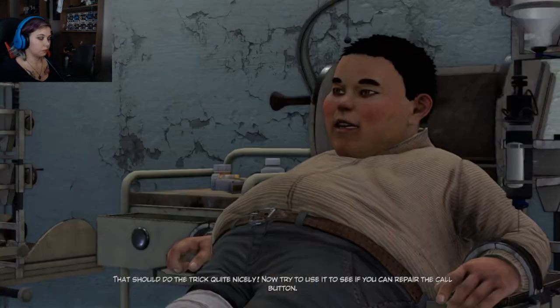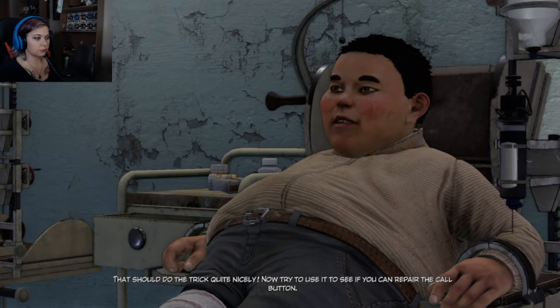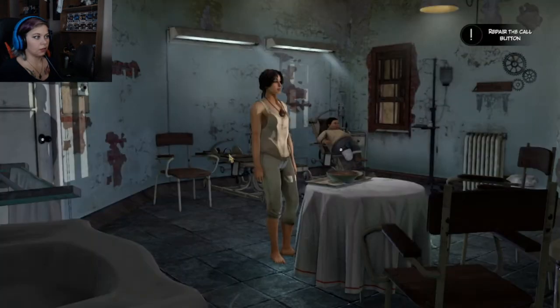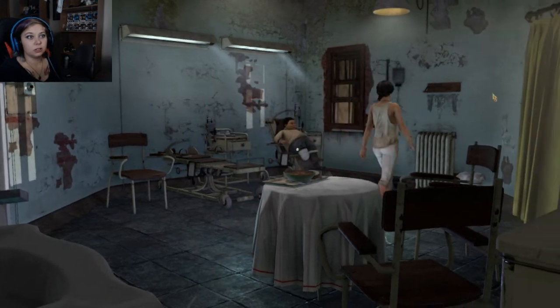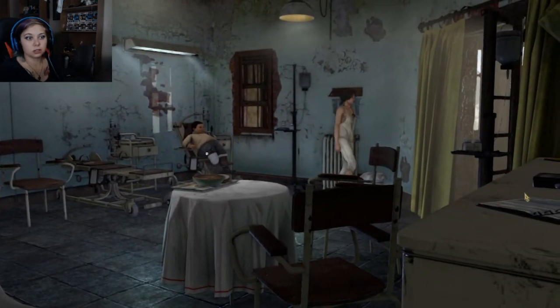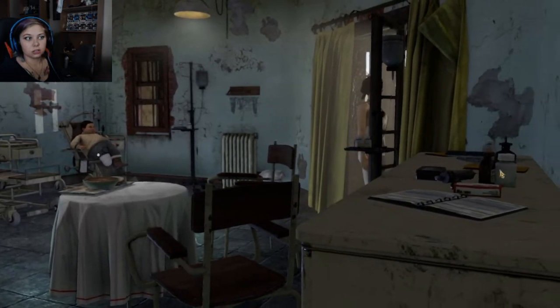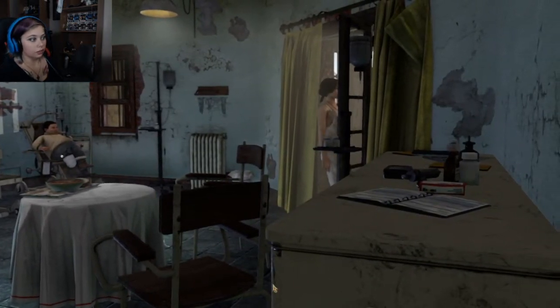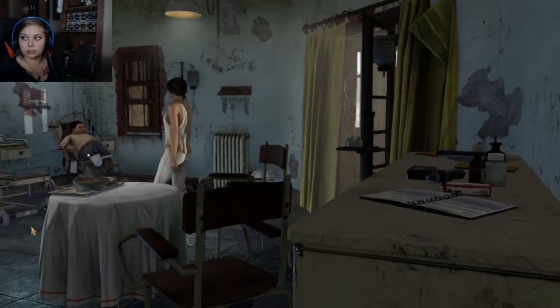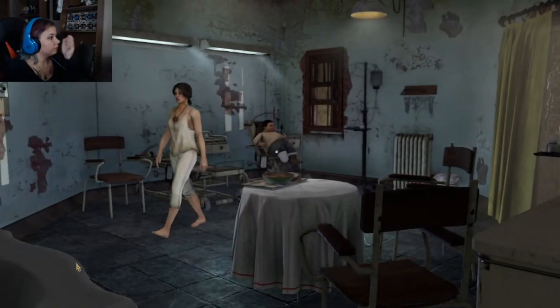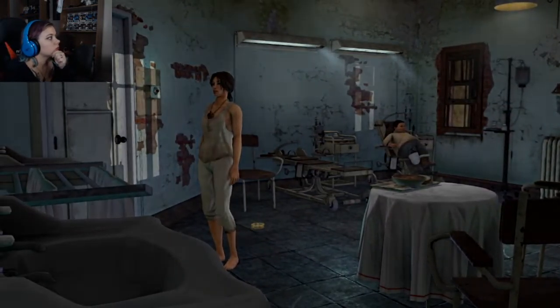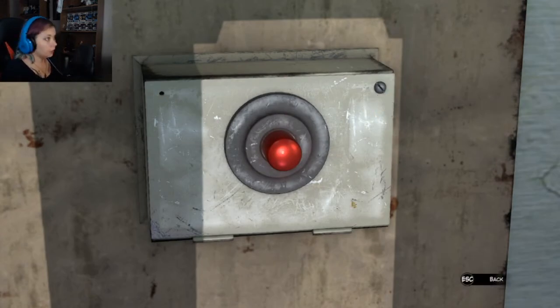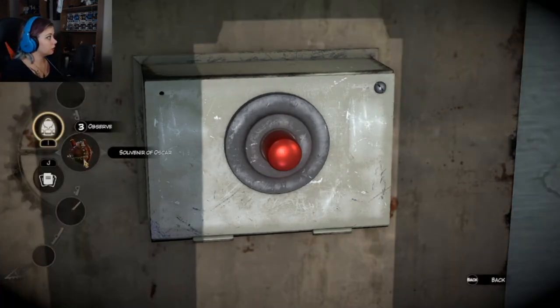That should do the trick quite nicely. Now try to use it to see if you can repair the call button. Well, I thought I was just gonna examine the object. I didn't get to examine the rest of the room. Okay, I can't mess with anything over here. Oh, inventory. I was afraid of that!